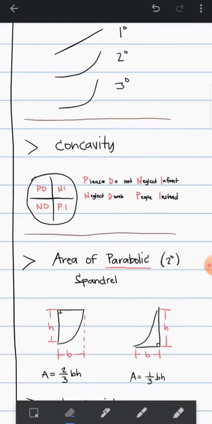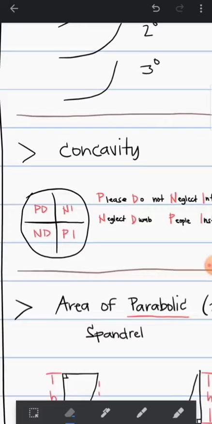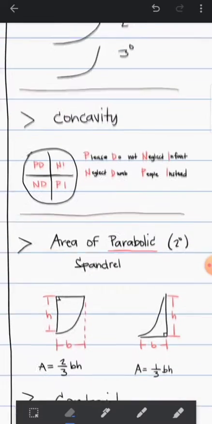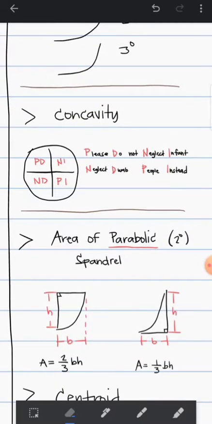Concavity tells us the shape of the curve when we draw. The signs are PD, NI, ND, PI. The mnemonic for this is: please do not neglect infant, neglect dumb people instead. So, PD, NI, ND, PI. Later on, you will know what this is.